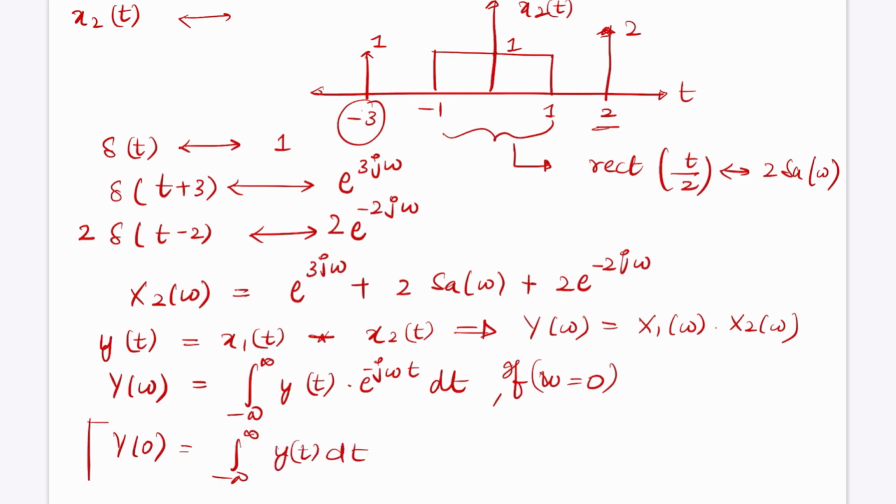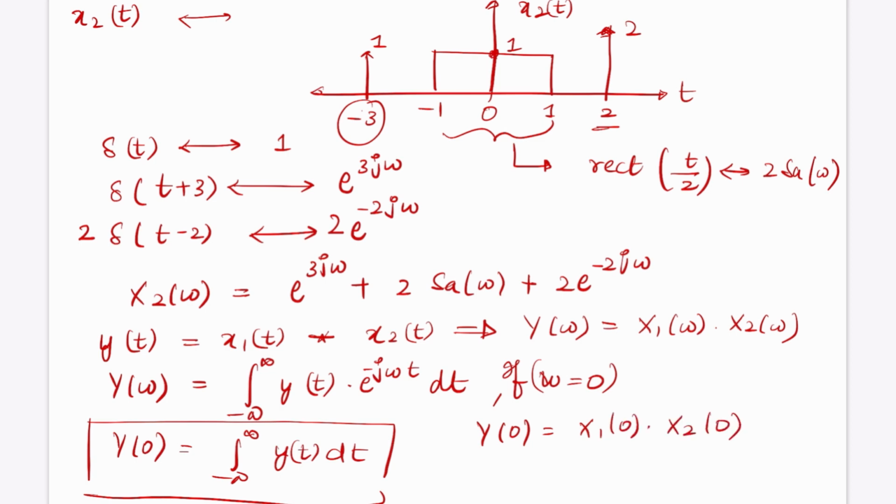So this is what I told you. The integration from minus infinity to infinity of any function dt is equal to Y(0). Y(0) means the value of this Y function in the frequency domain at 0, right? So from this property, I can easily find out Y(0), which will be equal to X1(0) multiplied by X2(0).